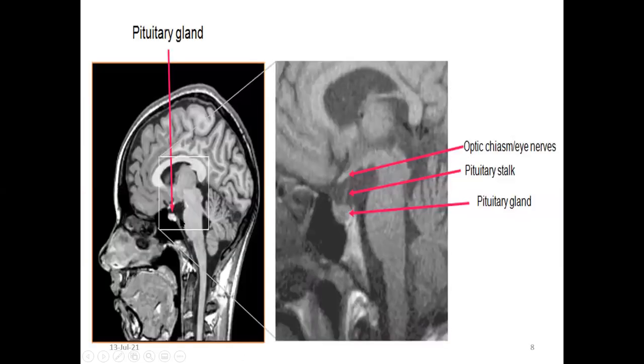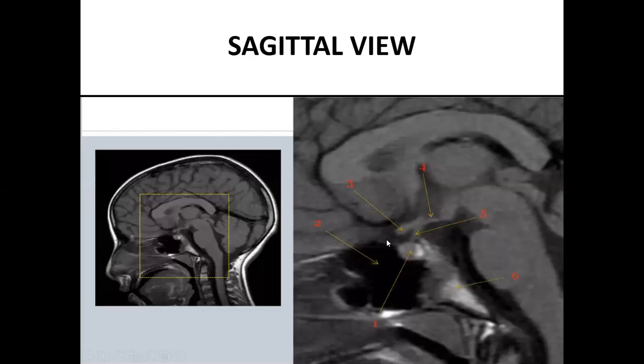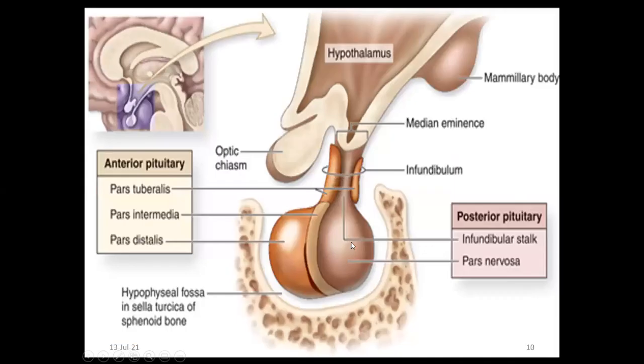This is the contrast enhanced pituitary gland, this is the sphenoid sinus, this is the pituitary gland, this is the pituitary stalk, this is the optic chiasm. Again, let's see the optic chiasm, infundibulum, anterior pituitary, posterior pituitary. Again: anterior pituitary, posterior pituitary, pars intermedia, pars tuberalis, optic chiasm, median eminence, sella turcica, and this is the hypothalamus.